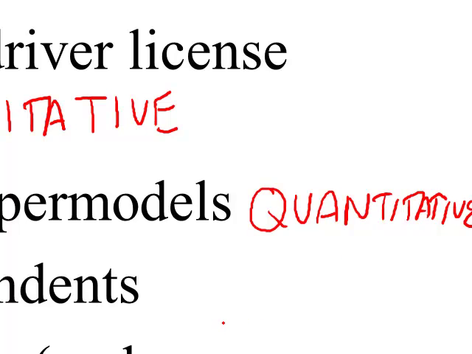Okay? Ages of respondents. Basically, how long have you been sitting around on planet Earth? 28 years, 35 years, 62 years, etc. It's how many, how much. It is quantitative.